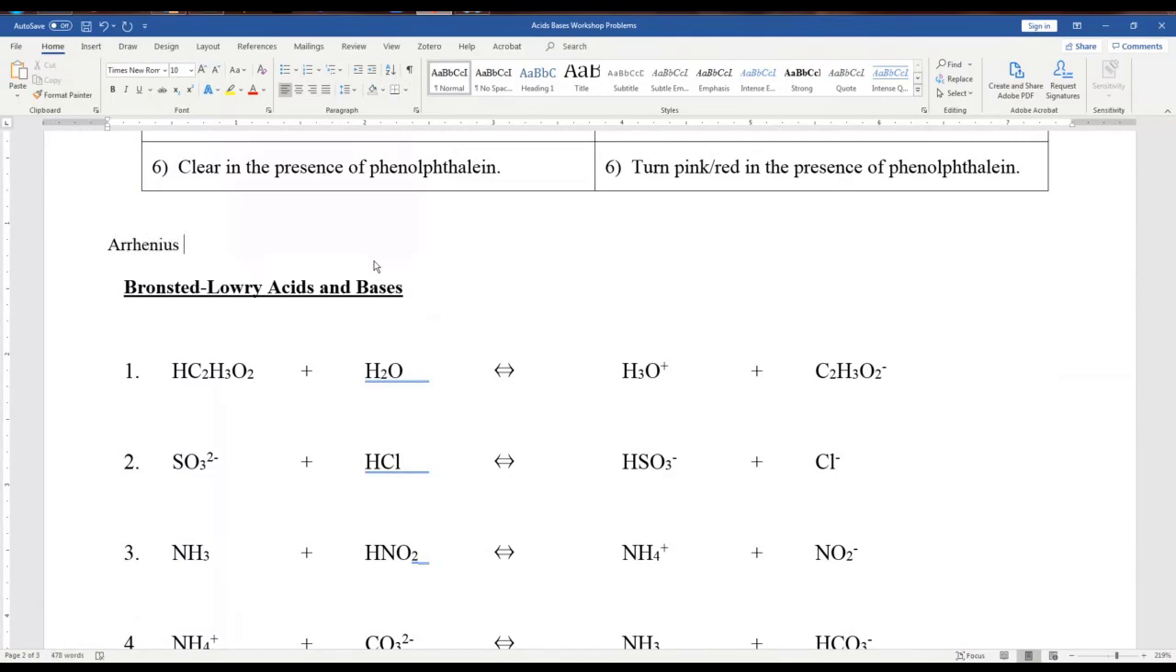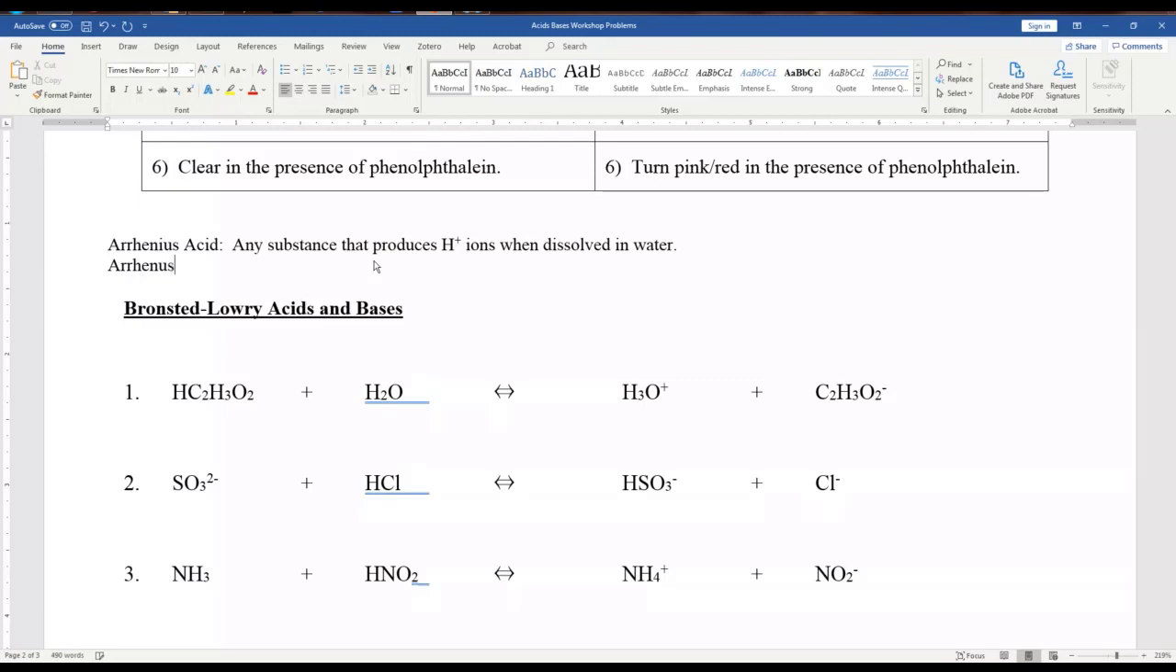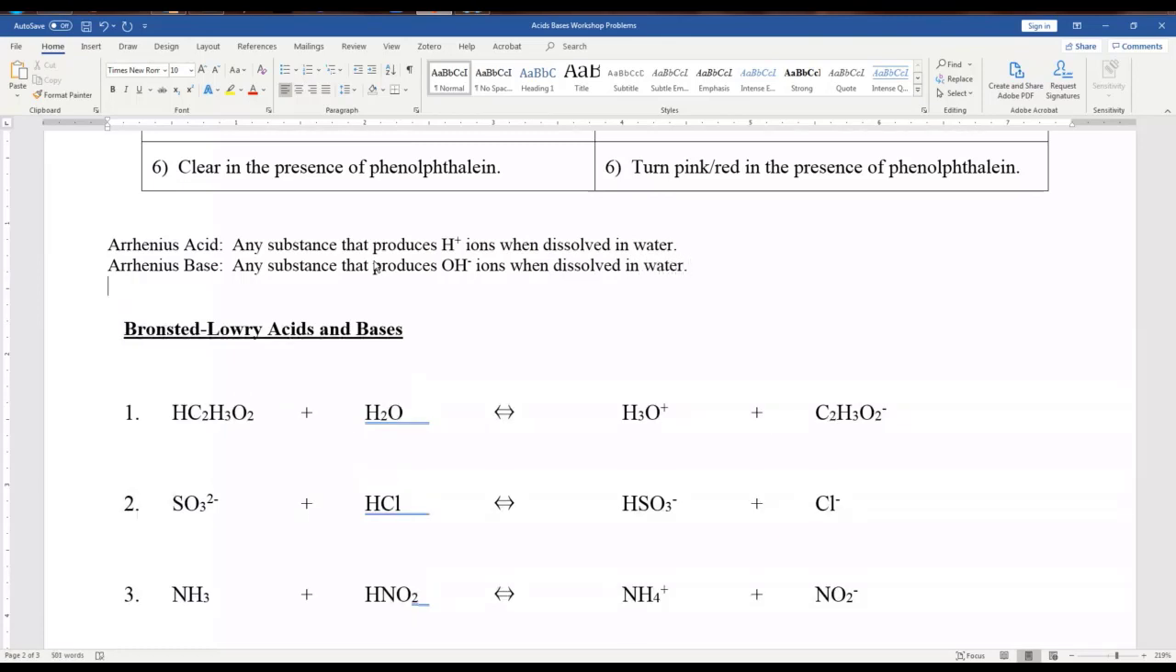So there's the Arrhenius definition. The Arrhenius acid is any substance that produces H plus ions when dissolved in water. And an Arrhenius base is any substance that produces OH minus ions when dissolved in water. Okay?